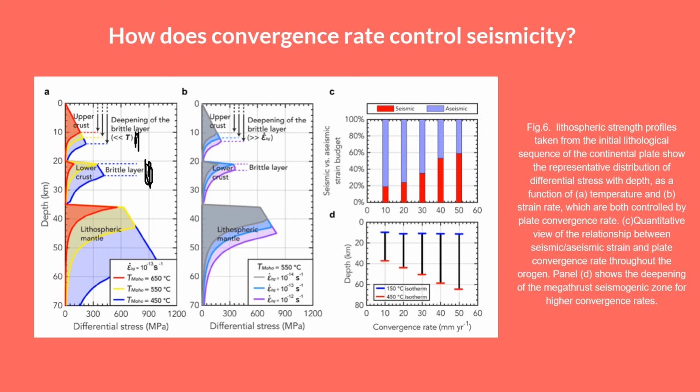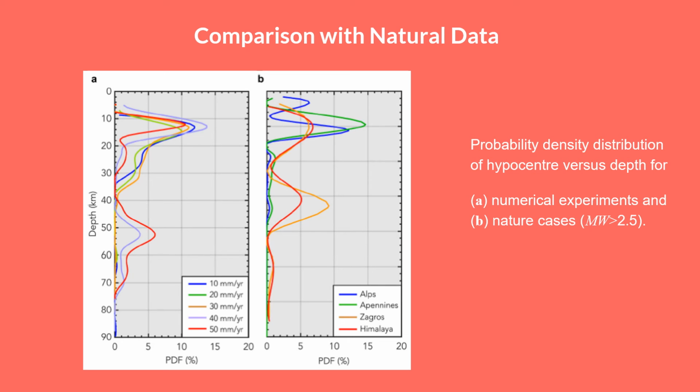In the next stage, we will investigate the possible correlation between the increasing convergence rate and the deepening of the brittle strength. This picture basically shows the probability density distribution of hypocenters versus depth. For A it is the numerical experiment and for B it is for natural. From A it is clear that for a lower converging rate, the model is clearly unimodal, and for a higher converging rate, the model is bimodal.